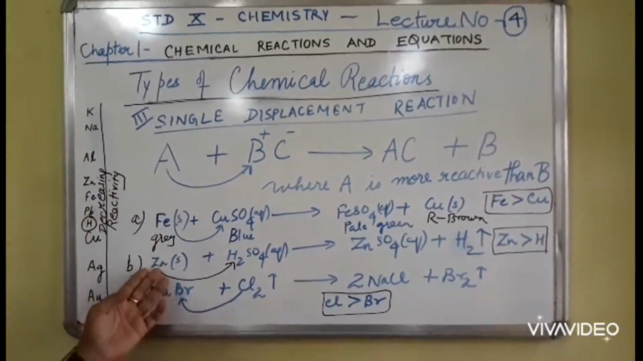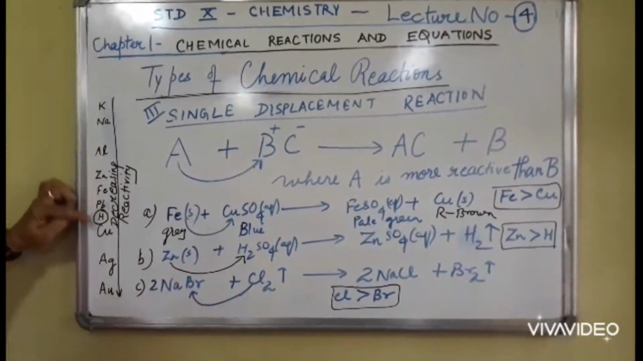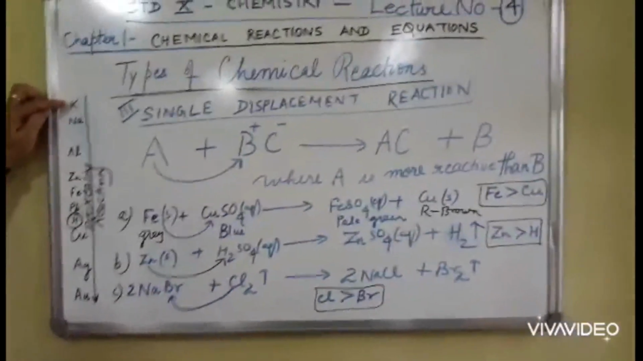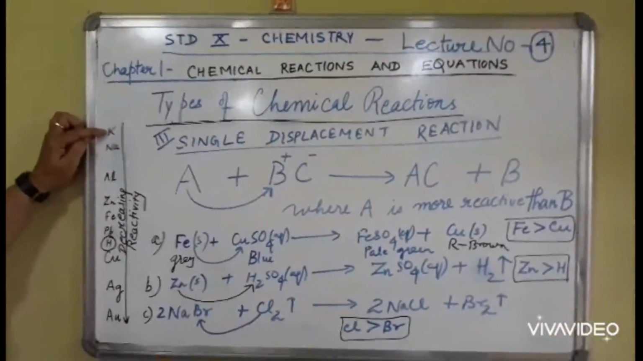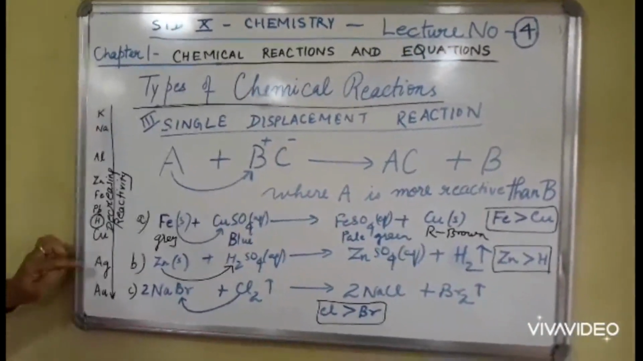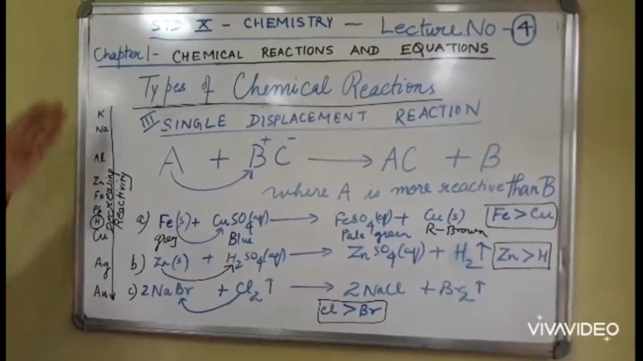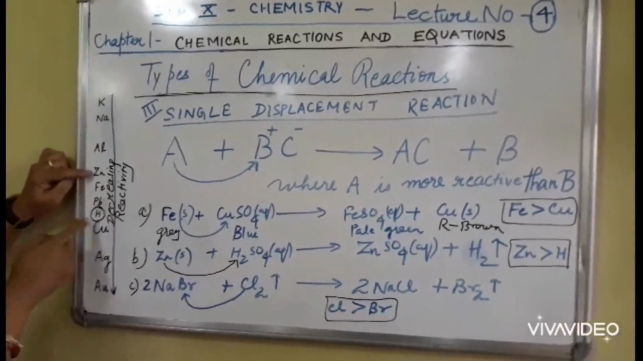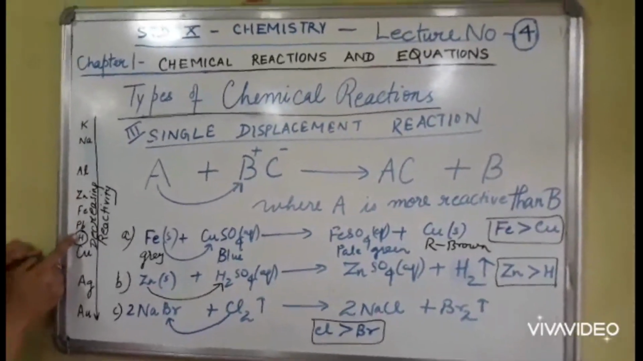Next reaction, you can see here zinc is above hydrogen. This is a series in which the top elements are most reactive and the bottom elements are least reactive. It shows decreasing order of reactivity. As you can see, zinc is above hydrogen, so obviously zinc will be more reactive.